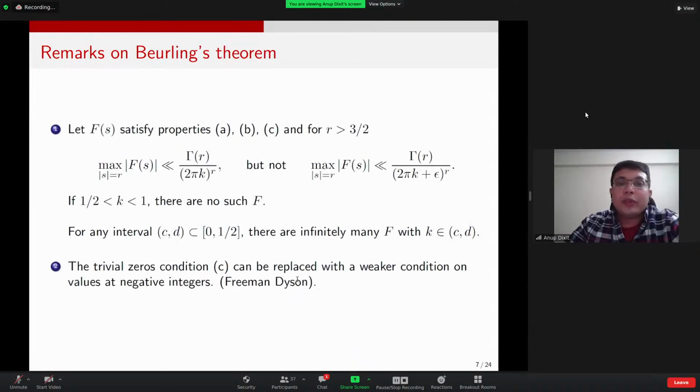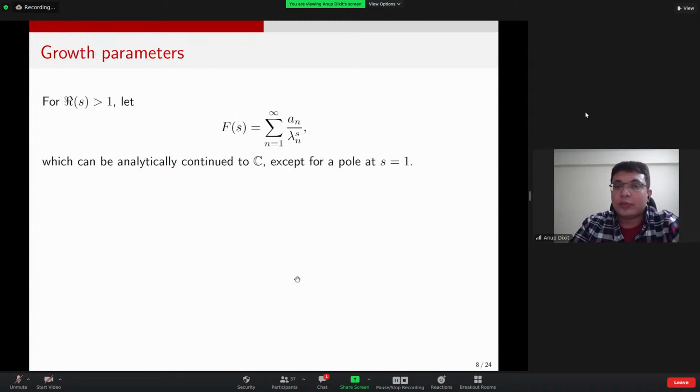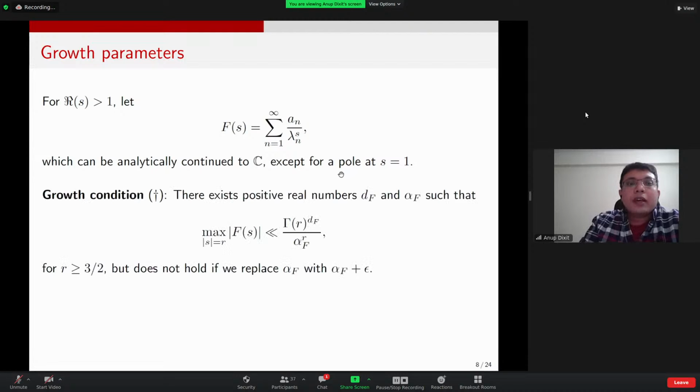So one of the goals of today's talk would be to generalize this theorem in a larger setting. And in order to do that, we first need to define these growth parameters, a growth condition. So let's say your f of s is given by this Dirichlet series, a_n over lambda_n to the s, and suppose it has analytic continuation with possible pole at s equals 1.